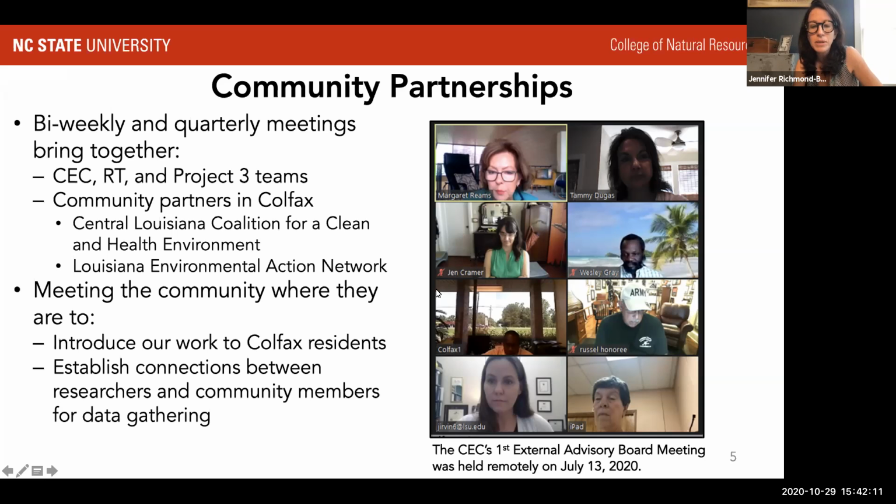And you can see on the picture we have on the left-hand side, third from the top, Reverend Lewis Swafford, who's a community member there. Bottom right, we have Brenda Valley, who actually meets with us right now on a bi-weekly basis. So we're in touch with her quite frequently. Brenda is the organizer of the Central Louisiana Coalition for a Clean and Healthy Environment, and they're partnering with us.